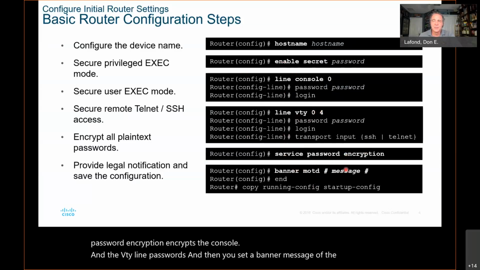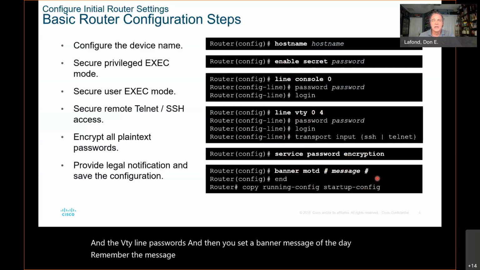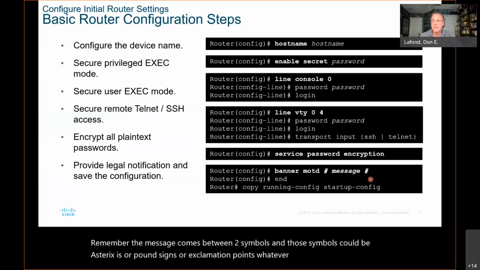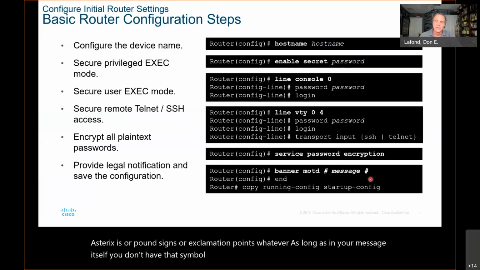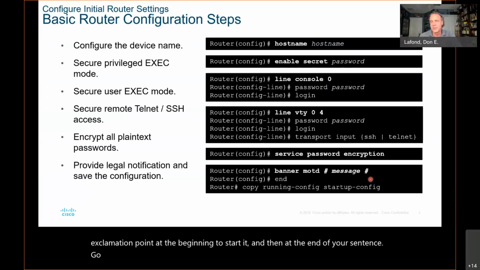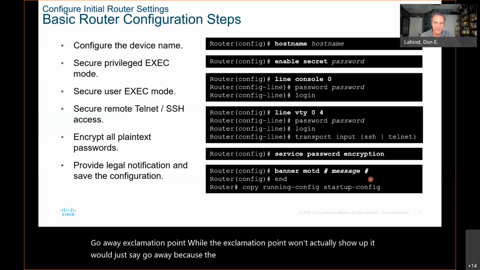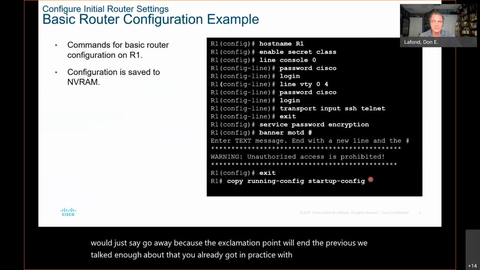Remember, the message comes between 2 symbols, and those symbols could be asterisks or pound signs or exclamation points, whatever. As long as in your message itself you don't have that symbol, like you can't use an exclamation point at the beginning to start it, and then at the end of your sentence, go away, exclamation point. Well, the exclamation point won't actually show up. It'll just say go away because the exclamation point will end the previous. We talked enough about that. You already got practice with that on switches.